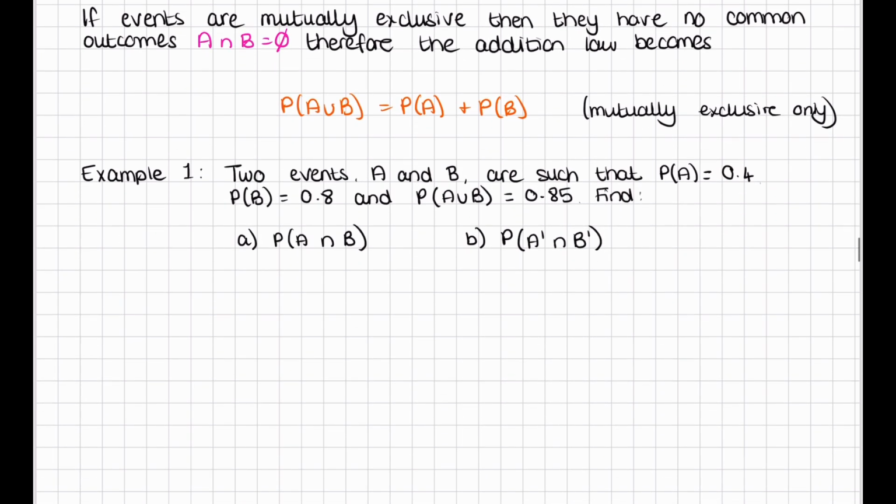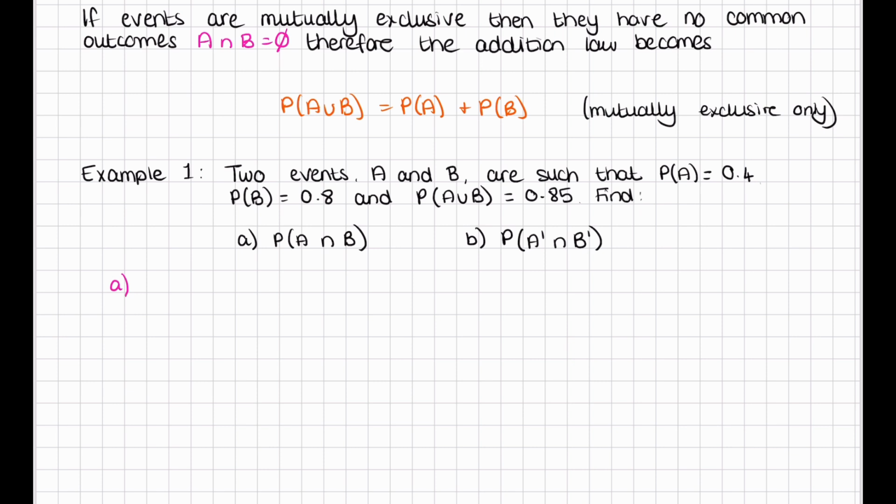A couple of examples. First one: two events A and B are such that the probability of A equals 0.4, the probability of B equals 0.8, and the probability of A or B equals 0.85. Find the probability of A and B, and then the probability of not A and not B. So let's start with part a first, where we want the probability of A and B.